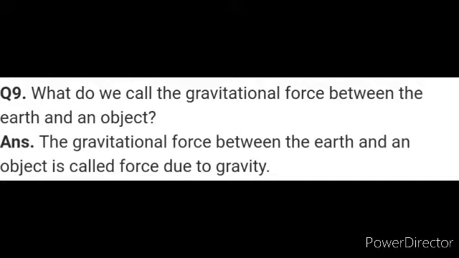So between the Earth and the object, we call it the force due to gravity. The gravitational force between the Earth and an object is called the force due to gravity.